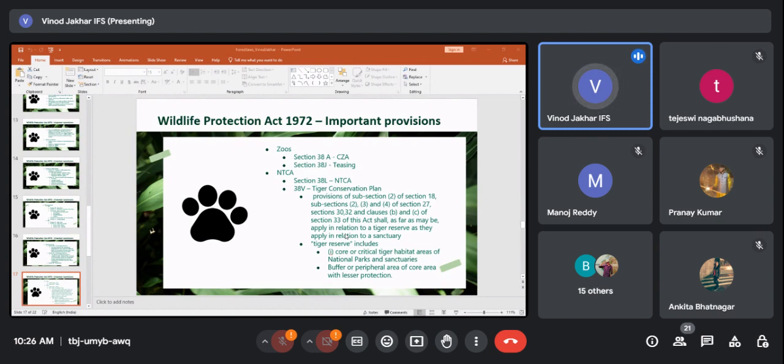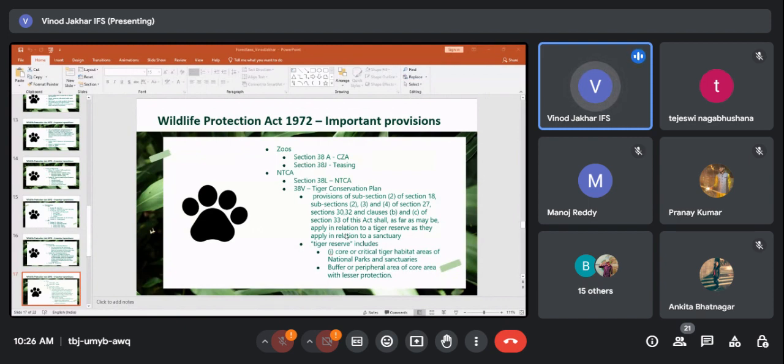Working plan, it goes through the state government to central government. It is approved by the central government. This management plan is approved, again goes to the central government, and this is approved by the National Board for Wildlife. And then tiger conservation plan, it is approved by the NTCA. And you cannot change the area of a tiger reserve without the approval of NTCA. NTCA has been given all the powers with respect to tiger reserves. And it is a very powerful body.